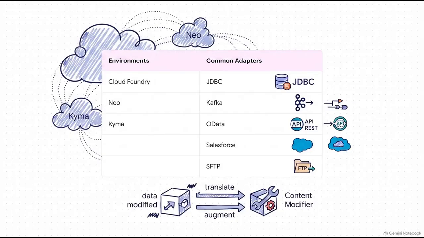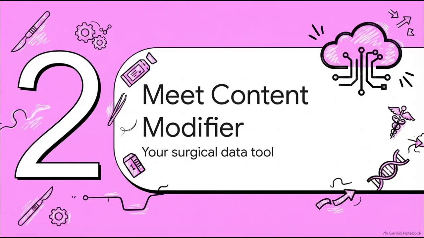So just look at the sheer scale of the SAP Cloud Integration environment for a second. Whether you're operating in Cloud Foundry, Neo, or Kaima, you're managing this massive web of connections. You're dealing with JDBC for databases, Kafka for event streaming, OData for RESTful APIs, plus Salesforce and SFTP. It's a lot, right? With all these different systems talking to each other, precise data manipulation isn't just a nice to have, it's absolutely essential. You have to be able to translate and augment that data seamlessly on the fly as it moves from sender to receiver.